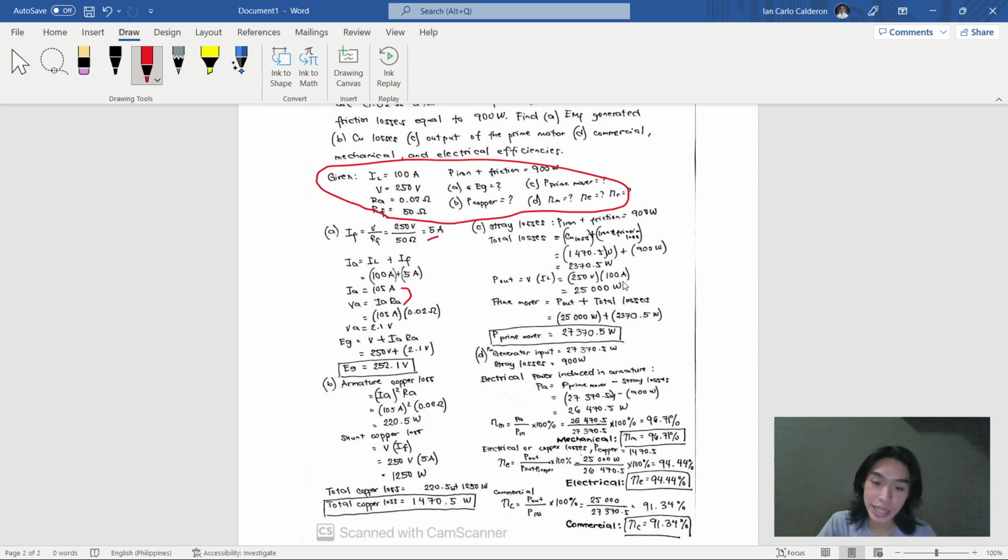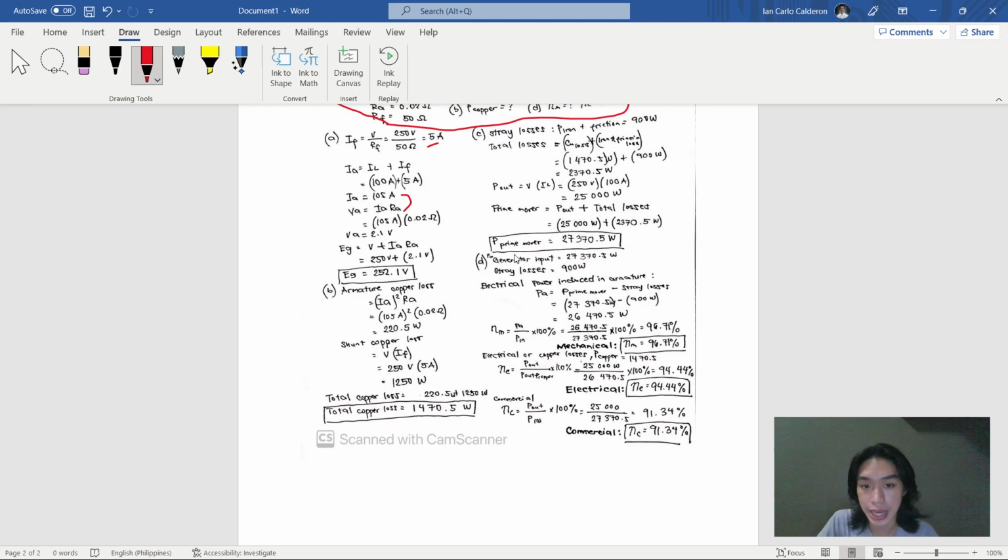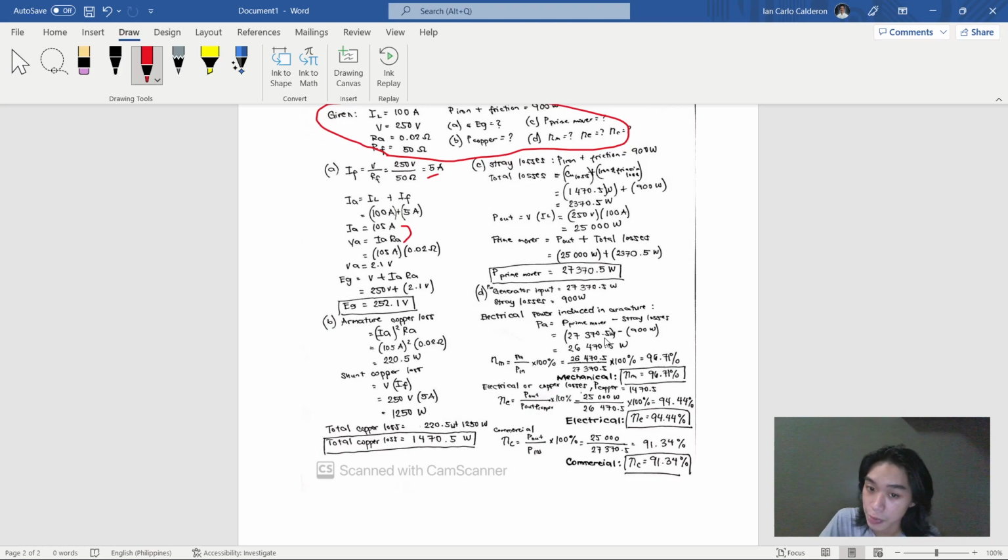For the last part of this problem, we need to solve for the efficiencies. For the value of the output of the prime mover, 27,370.5, we need to consider it as the generator input, or the P sub IN, 27,370.5 watts. Take note that the stray losses is equal to 900 watts. For the electrical power induced in the armature, or P sub A, it is equal to the power of the prime mover minus the stray losses. Since stray losses are considered in terms of mechanical, and P sub A is electrical power, we need to subtract the mechanical stray losses. So 27,370.5 watts minus 900 watts. So we get the value for the P sub A, 26,470.5 watts.